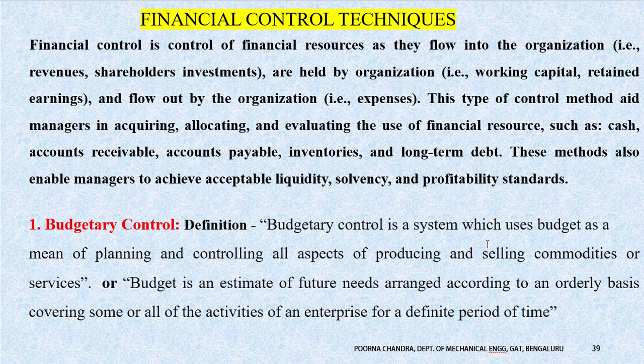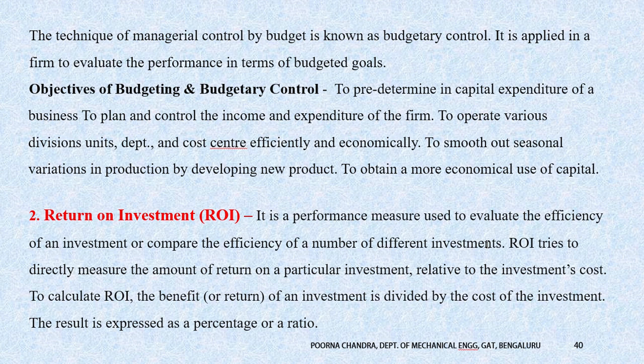arranged according to an orderly basis covering some or all the activities of an enterprise for a definite period of time. So we need to finalize the budget. That is, what are the expenses which will be occurring throughout the manufacturing of the product. The technique of managerial control by budget is known as budgetary control. So how do we manage that? It is applied in a firm to evaluate the performance in terms of budgeted goals.